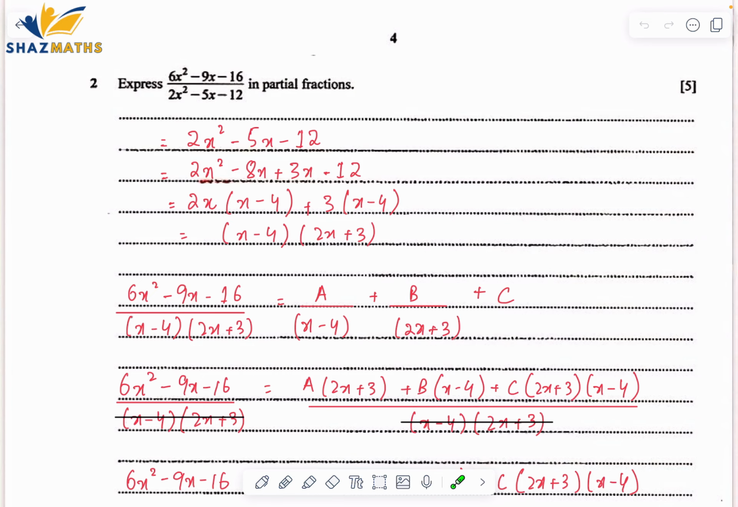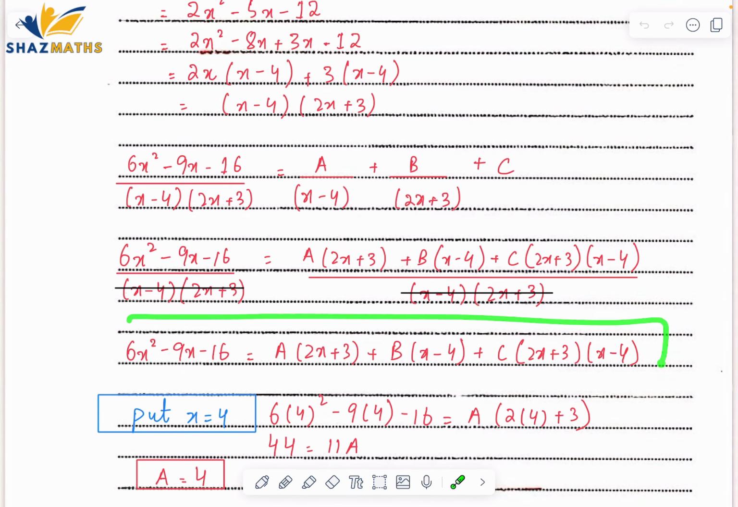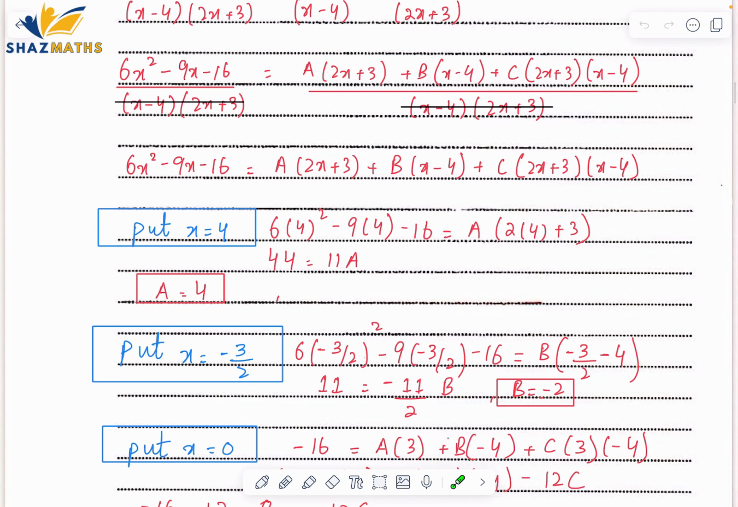So after taking LCM and simplifying, we'll get this equation. Now, we have to find the values of a, b and c. How can we find the value of a first? By putting the value of x as 4, b and c will be 0. So a will be 4.